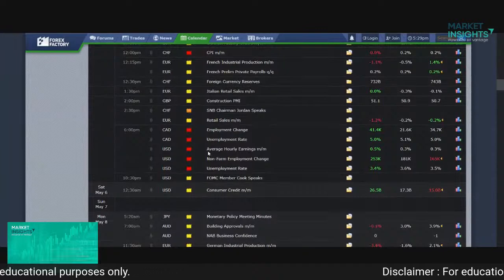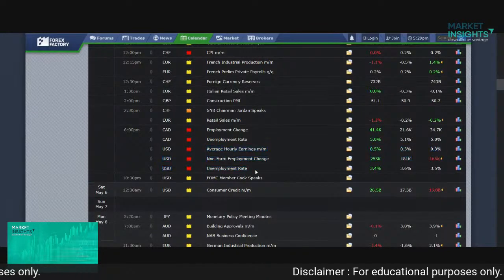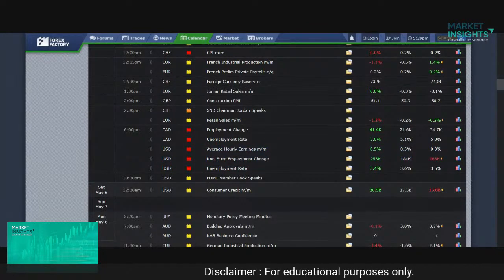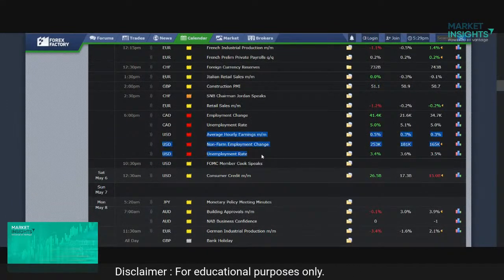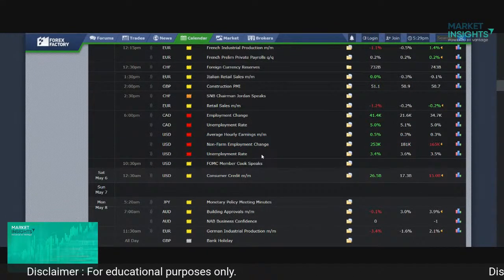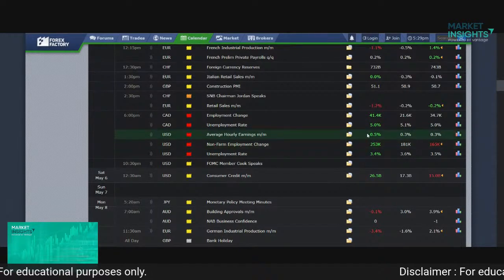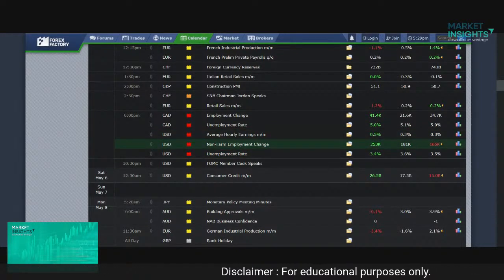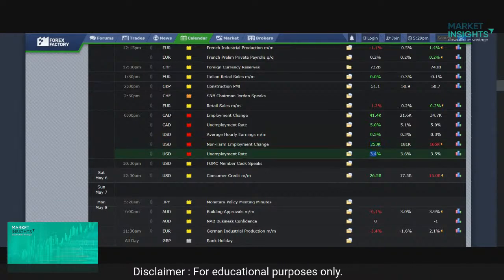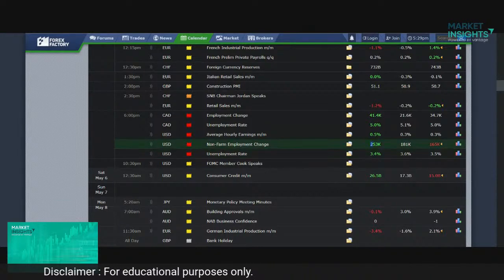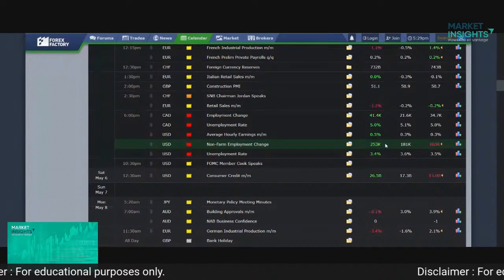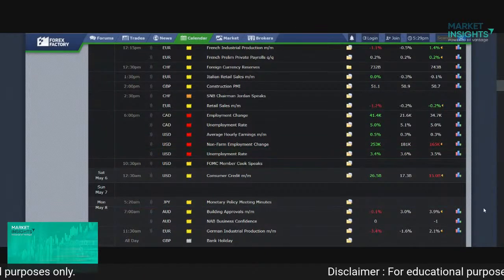The last shocker of the last week, obviously, was the non-farm employment change. It was amazingly higher than expected. Average hourly earnings also increased. The number of people employed in the non-farm sector was much higher than expected, almost 70,000 more than the expected number.